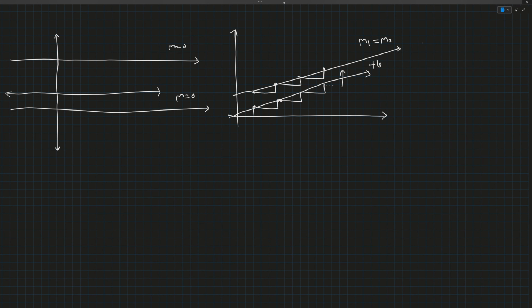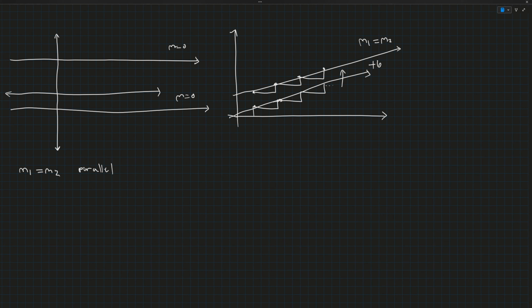So now, what does this mean? What this means is that when you have the slope of one line that is equal to the slope of the other, they're called parallel lines. And of course, when they're parallel, that means that they will never intersect, no matter how far you extend them.